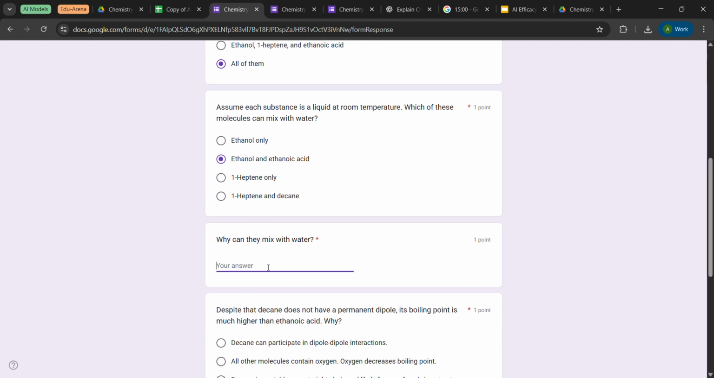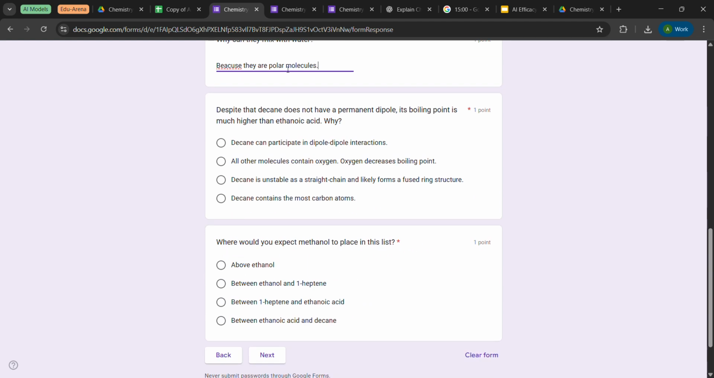Why can they mix with water? Because they are polar molecules having an electronegative atom. Despite that, decane does not have a permanent dipole. Its boiling point is, one of the probable reasons is it has higher LDFs.